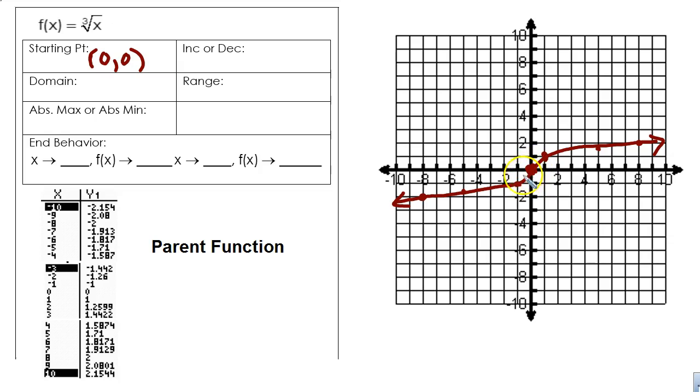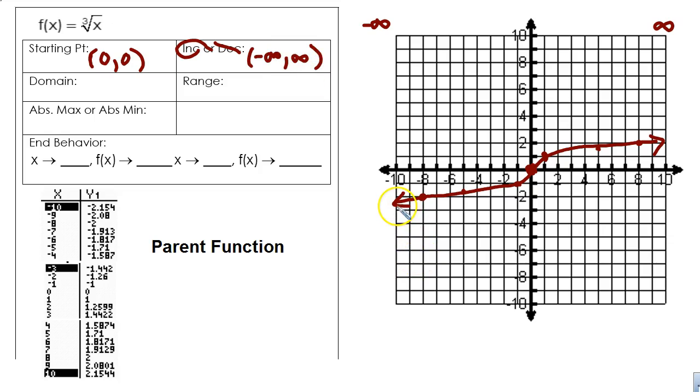Now this function, is it increasing or decreasing? Well, it's got an arrow on the left at negative infinity and an arrow on the right at positive infinity. As I'm traveling along, it seems to be always increasing, forever and ever and ever it's increasing. So I want to indicate that it's increasing from negative infinity to positive infinity.